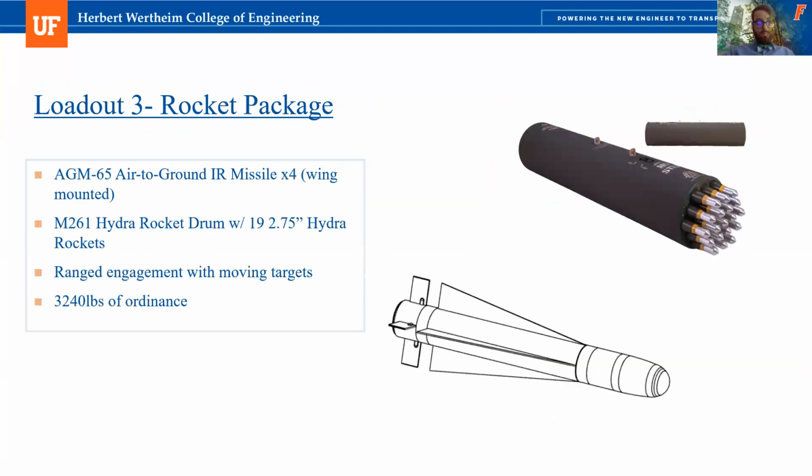Next slide, please. The final ordnance setup is the rocket package. It contains a single M261 rocket drum containing 19 2.75-inch Hydra unguided rockets mounted under the fuselage. There are also 4 AGM-65 air-to-ground missiles mounted under the wings. The M261 utilizes the standard hardpoint, while the AGM-65 utilizes the LAU-117 mounts. The purpose of this package is to target smaller, more mobile objects from range. The rocket package is the heaviest package of the three and has a total weight of 3,240 pounds.